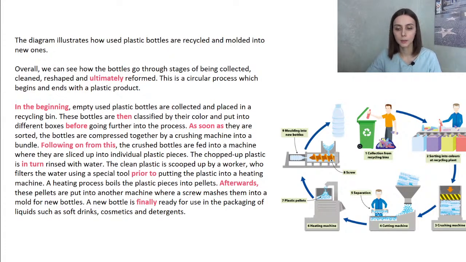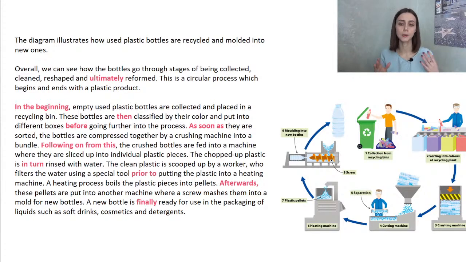The clean plastic is scooped up by a worker who filters the water using a special tool prior to putting the plastic into a heating machine. A heating process boils the plastic pieces into pellets. Afterwards, these pellets are put into another machine where a screw mashes them into a mold for new bottles. A new bottle is finally ready for use in the packaging of liquids such as soft drinks, cosmetics, and detergents.